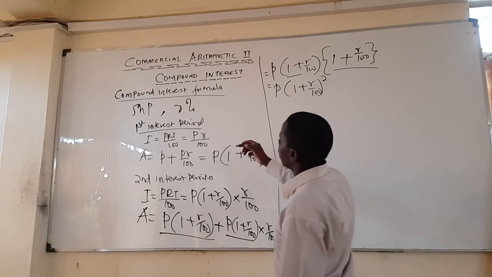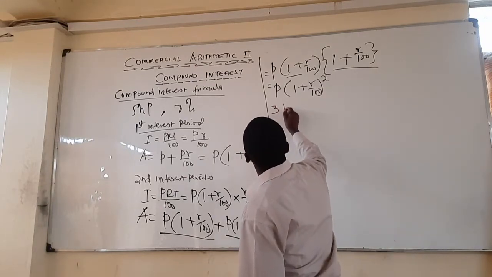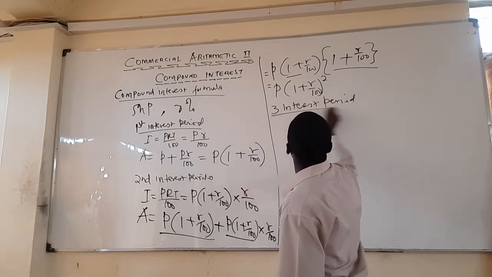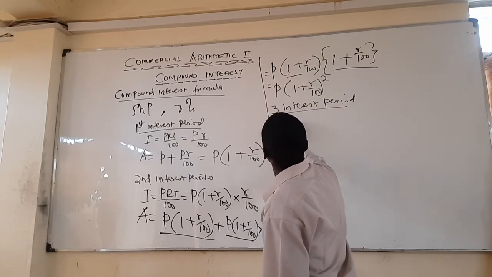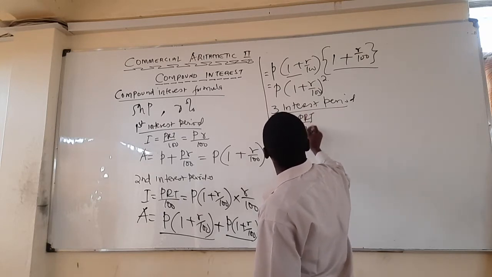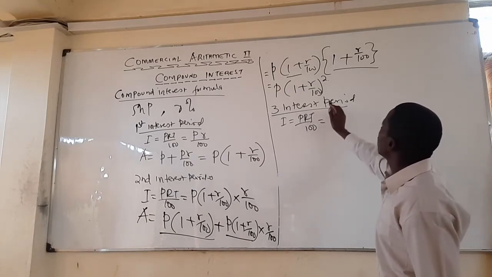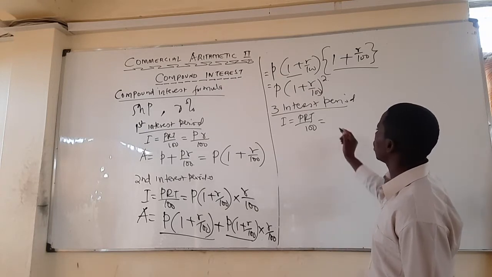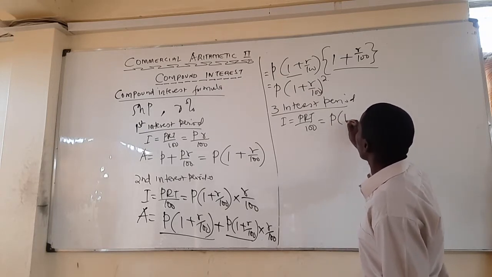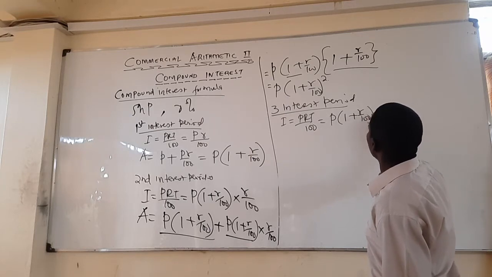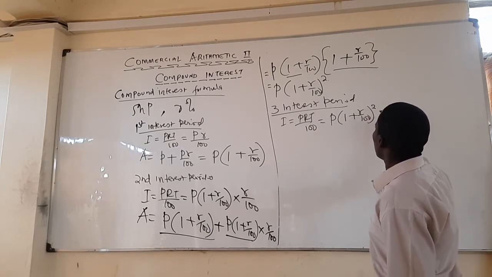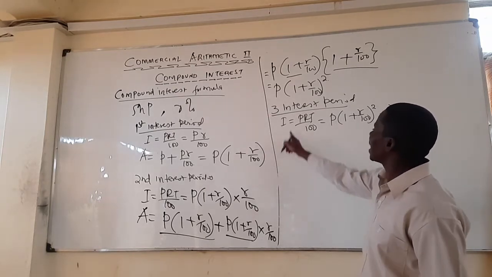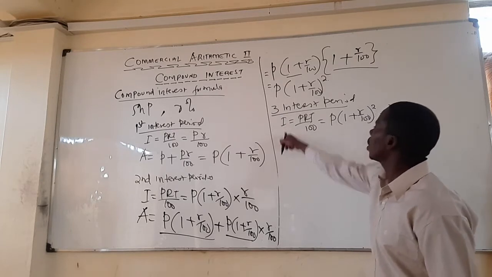Then we look at the third interest period. The interest is going to be PRT over 100, and our P is now the amount from the second period, which is P into bracket 1 plus R over 100 power 2, times rate over 100. So that is our third interest.